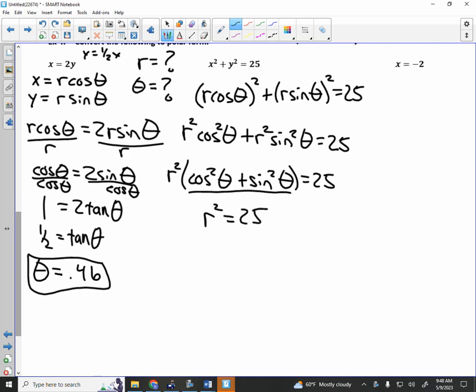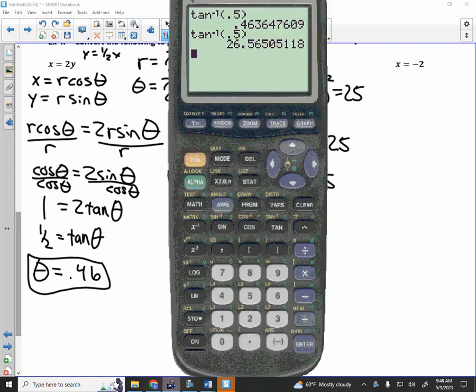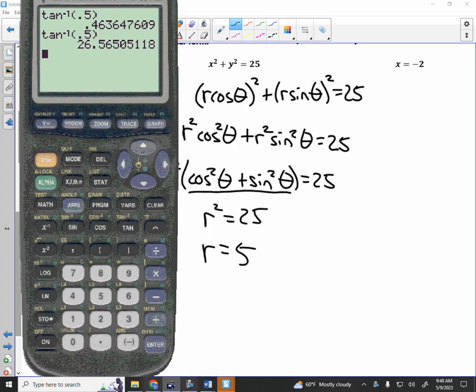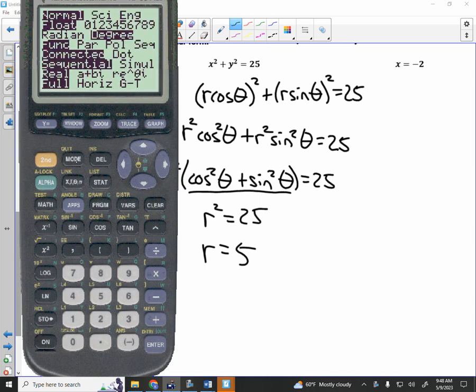Hattie, what can you now do to both sides? Square root, you get r is equal to 5. Take out your calculator. Notice how we made a prediction ahead of time that we'd come up with r is equal to 5, didn't we? Go into mode and go down to polar. Make sure you're working in radians, not degrees, and select polar.